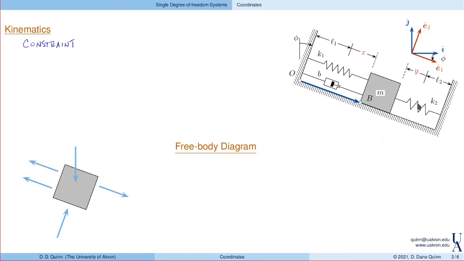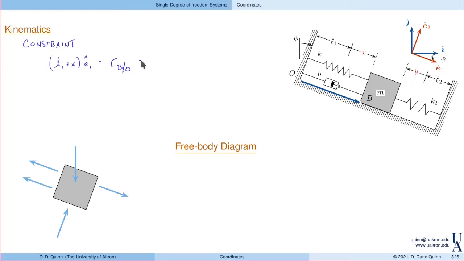So again, here I have our picture, and I've gone ahead and labeled the coordinates X and Y, as well as these direction vectors. So to identify this constraint, we'll basically use the position of B with respect to O. On the previous slide, we said that was equal to L1 plus X in the E1 direction. But we could also write that in terms of Y.